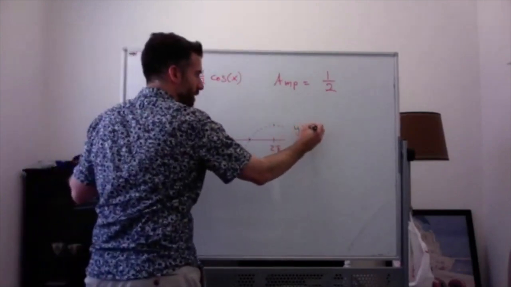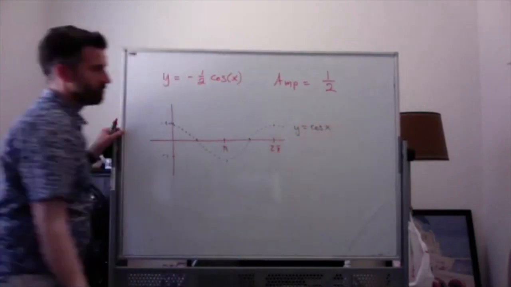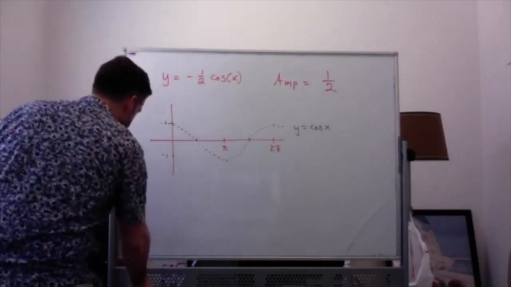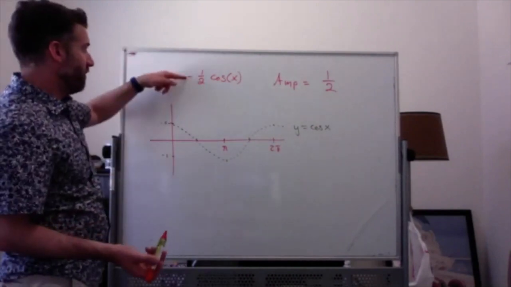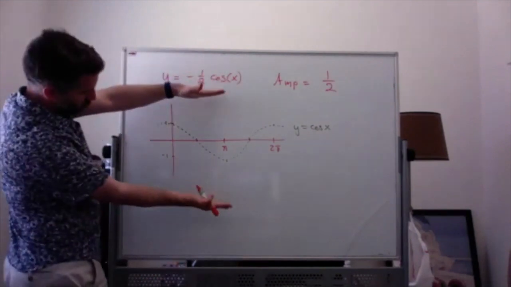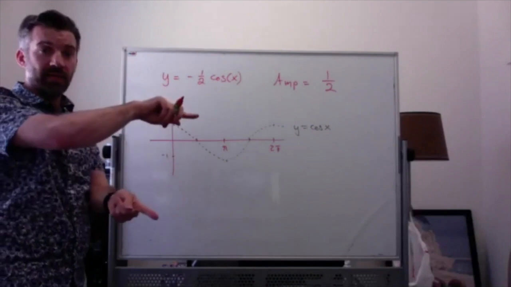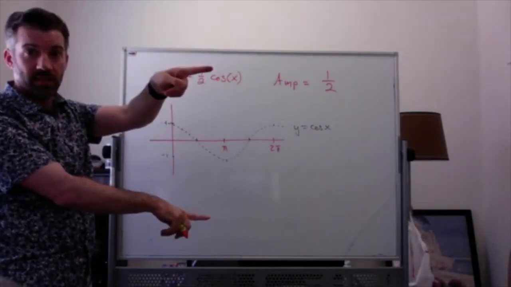So there's regular cosine of x. I'm going to show you guys this neat thing on Desmos. So then I'm going to graph this. Now, the 1/2 is going to smoosh it down. And when you multiply a function by a negative, it flips it over the x-axis.